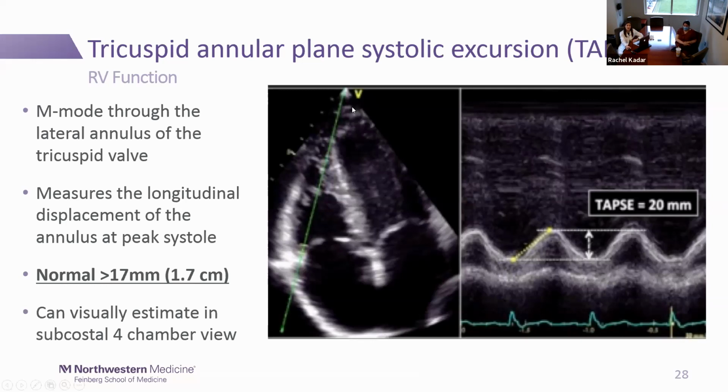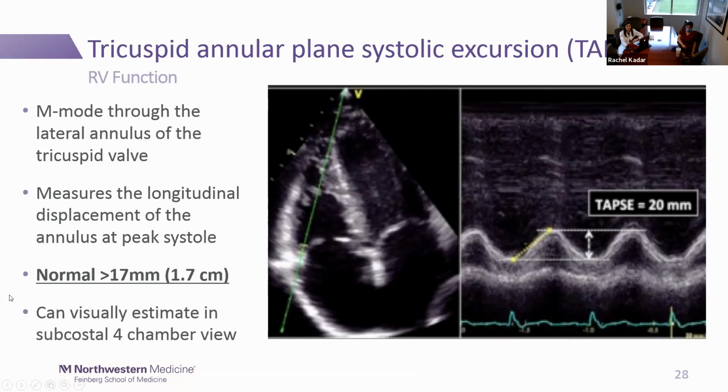So for TAPSE, you want to put M mode through the lateral annulus of the tricuspid valve. Again, this is motion over time, and you want to make sure that this M mode goes through the apex of the right ventricle. And what you're measuring is that longitudinal displacement of the annulus at peak systole. So this movement right here correlates to that movement of the annulus, kind of up and down towards the apex. And here would be that measurement, that peak to trough, essentially, that TAPSE.